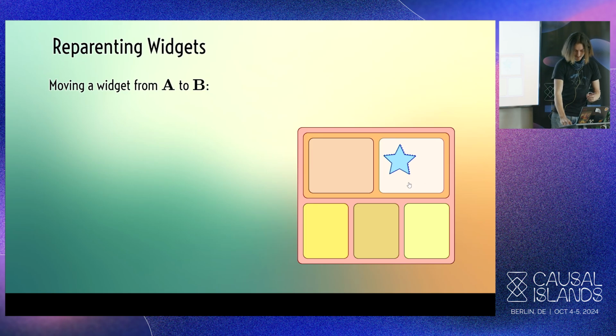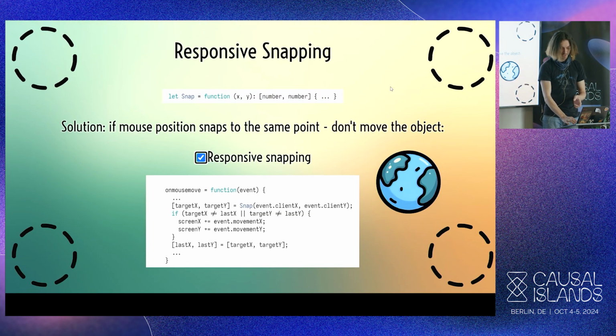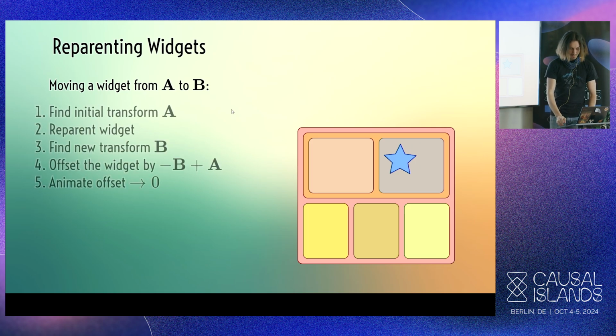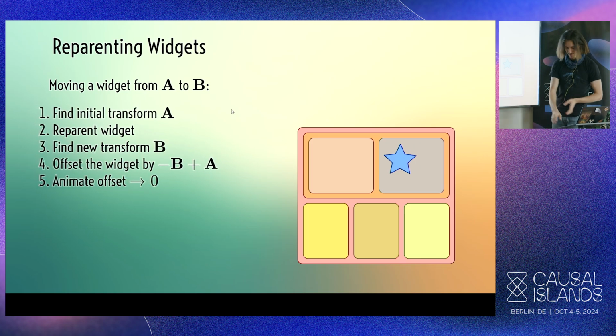Okay, but that was a very simple case because I have this. It's like cheating. I have this object in a global coordinate system. I can move it everywhere on screen. Super simple. If you are writing any realistic applications, you have a tree of widgets. And you have a widget which is in one position in this tree, and you move it to another position in the tree.